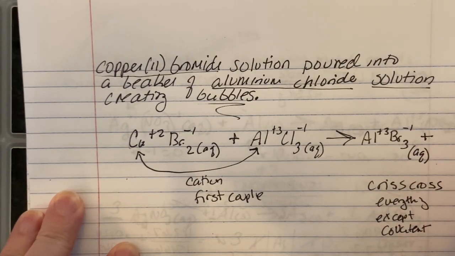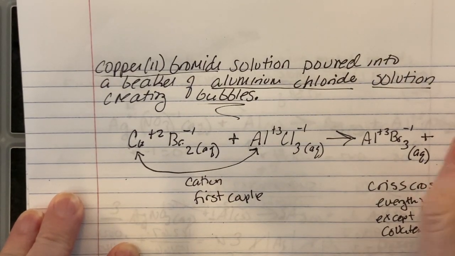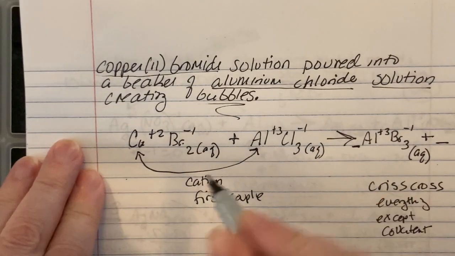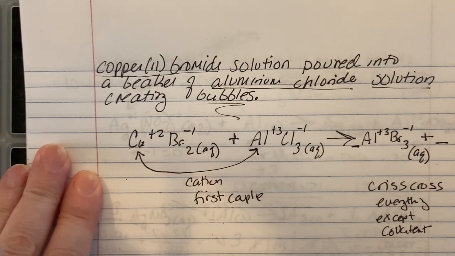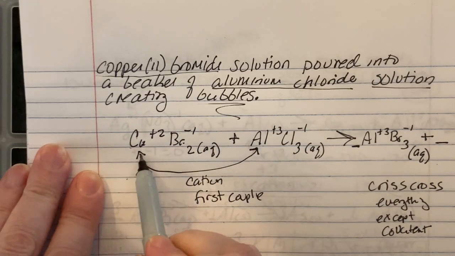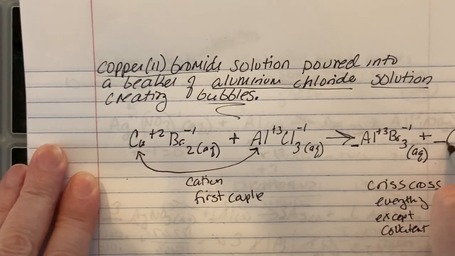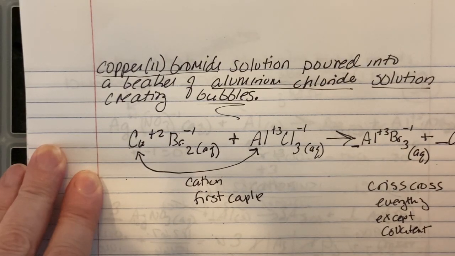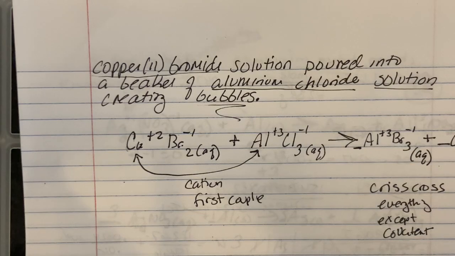Remember, for right now, you're just guessing in year one what those state symbols are, and then we'll do some more information on how to predict state symbols later. Okay, and then copper is going to go with the chloride. Okay, and it's copper 2 chloride, crisscross, and again, I'm going to guess aqueous.